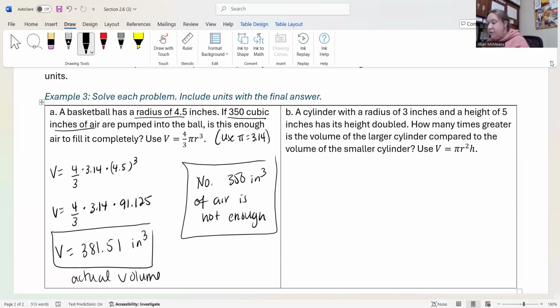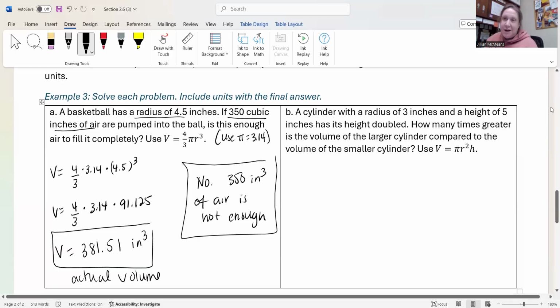Okay? Now, for part B, we're looking at a cylinder. We all know what a basketball looks like. A cylinder, think like a can of soup. You've got something that's like this. Pretend that's perfect, and squint your eyes if you must, but that's a cylinder.